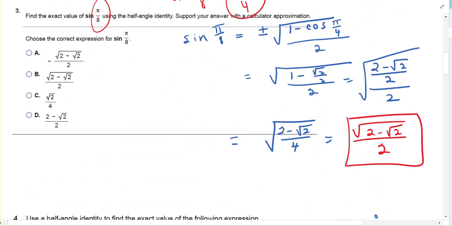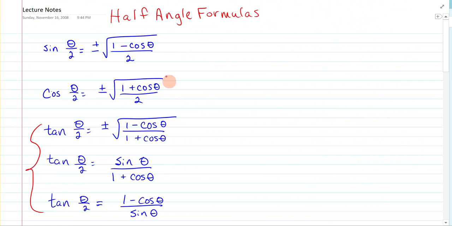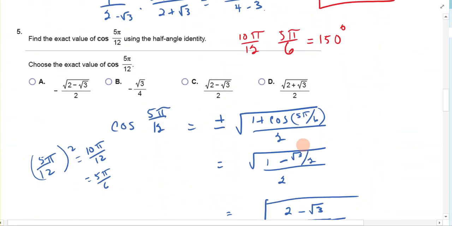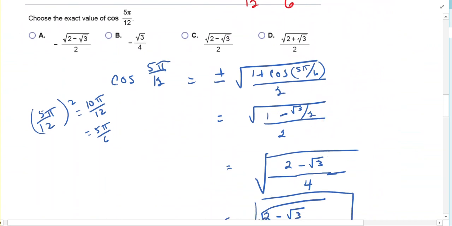So when we go back to our formula, there's our formula. We only have one for cosine, though for tan we could choose different ones. So we have 1 plus the cosine of 5 pi over 6, over 2, and we plug in the square root of 3 over 2, and we have all this. Looks funny. This should go all the way.